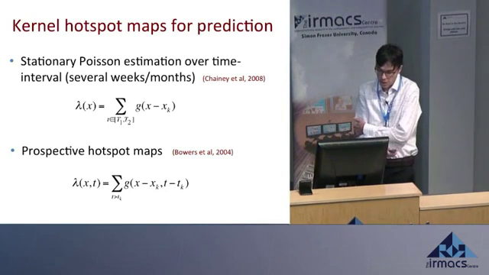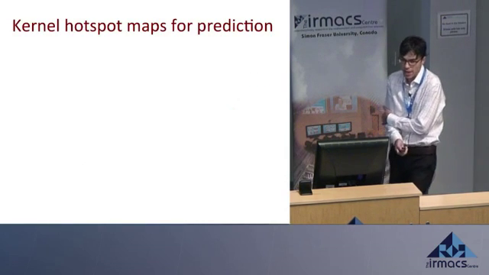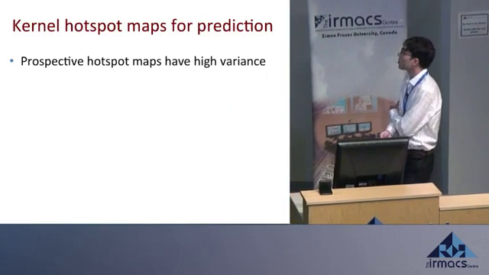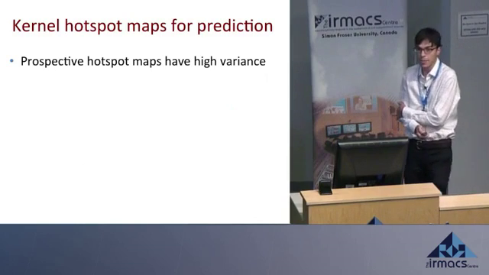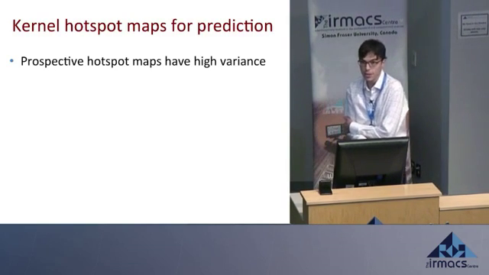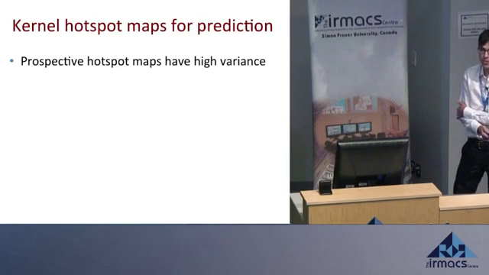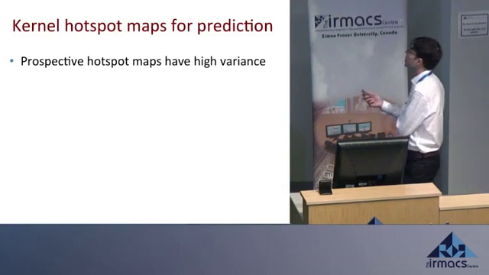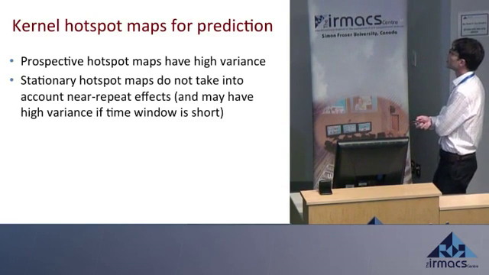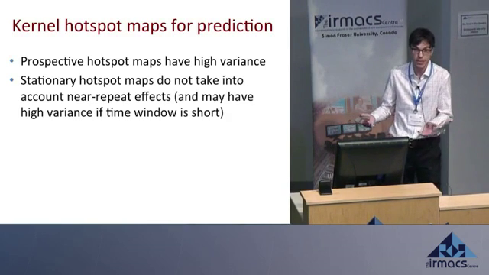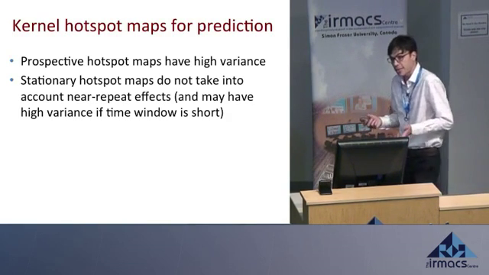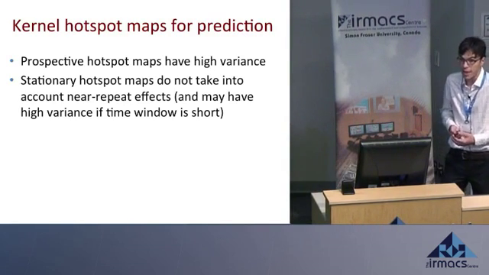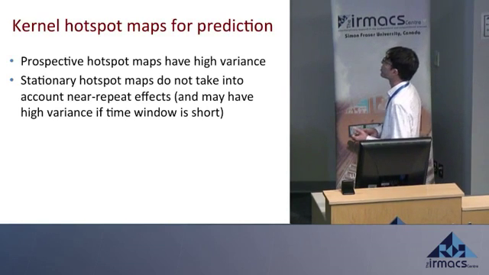Okay, so what do you do with that? Well, a few things to point out. Just like pin maps, prospective hotspot maps also have high variance because they decay in time pretty quickly as they're typically implemented. So you're really only using a few weeks or a few months of data to estimate the risk of crime. Even though they're better than pin maps, they have that high variance that you don't want. Stationary hotspot maps don't take into account near-repeat events, so that's not good either. And also, as they're typically implemented, you have this variance issue because you're only using a few weeks or few months of data, which is common in police departments to do.